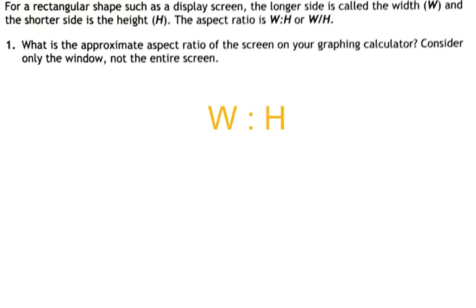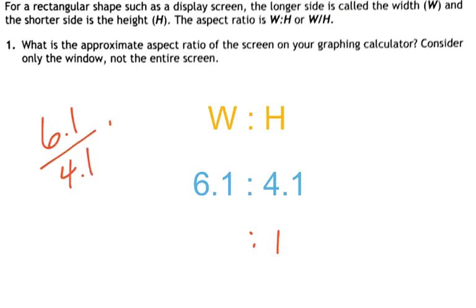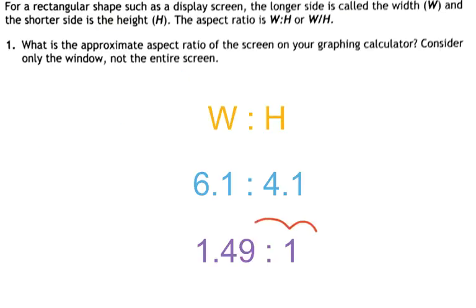So the way that we express this is a ratio of width to height. It's 6.1 to 4.1, and we can also express this as a ratio to 1, but we must first do 6.1 divided by 4.1, and you're going to get somewhere very close to 1.49. And so this ratio is also expressed as something to 1, 1.49 to 1. I imagine your graphing calculators will be very, very similar.